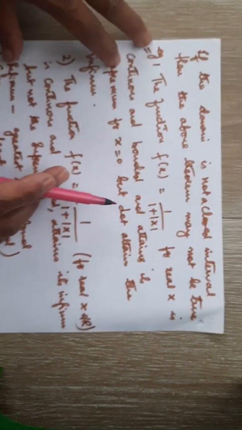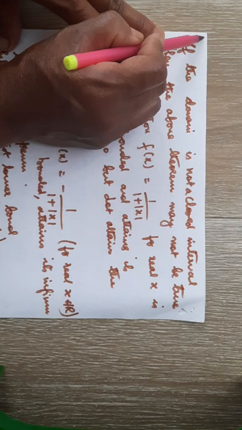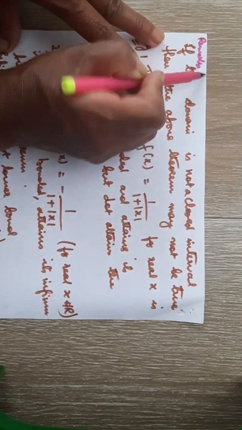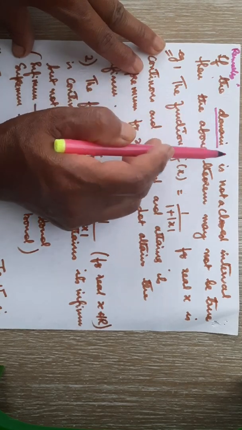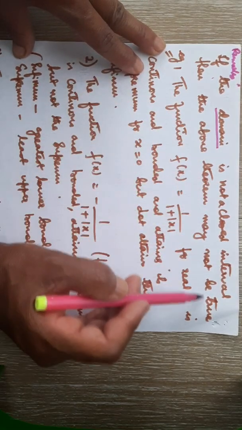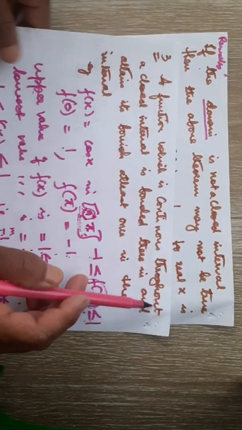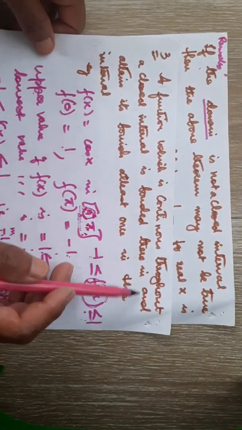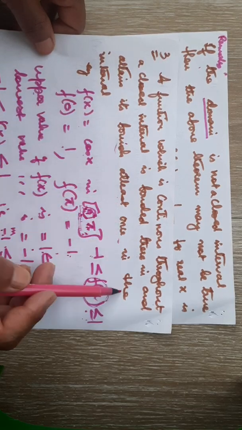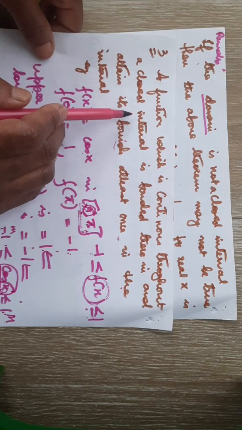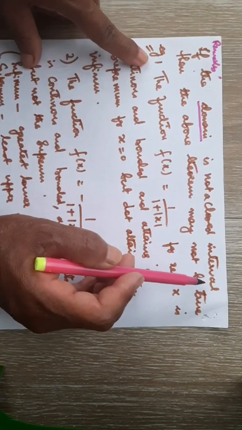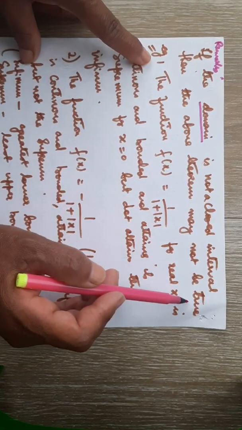Now let us see some remarks. If the domain is not a closed interval, then the above theorem may not be true. A function which is continuous throughout a closed interval is bounded therein and attains its bound at least once in the interval. This is true only if the domain is a closed interval. But if the domain is not a closed interval, then the above theorem will not be true.